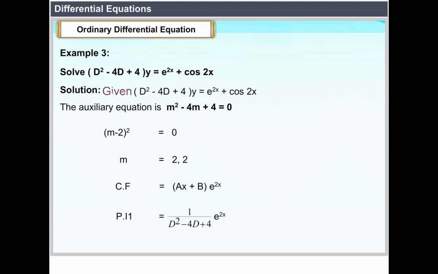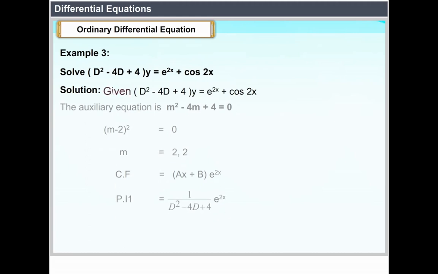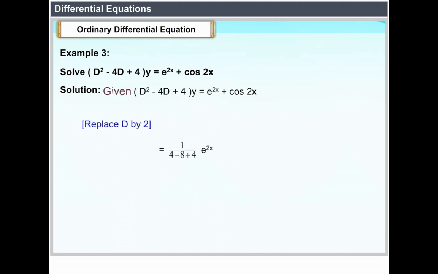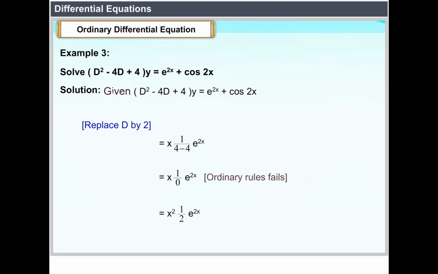PI1, that is particular integral 1, = 1/(D² − 4D + 4) e^(2x). Replace D by 2. = 1/(4 − 8 + 4) e^(2x) = 1/0 e^(2x). Here the ordinary rule fails. = x · 1/(2D − 4) e^(2x). Again replace D by 2 = x · 1/(4 − 4) e^(2x) = x · 1/0 e^(2x). The ordinary rule fails. = (x²/2) e^(2x).